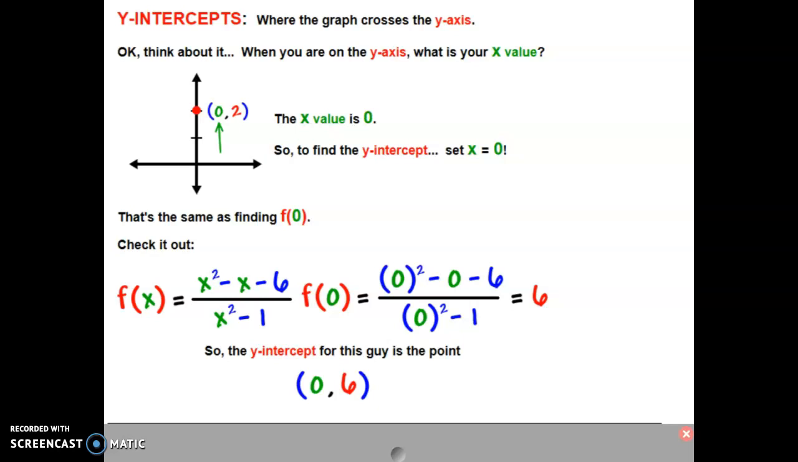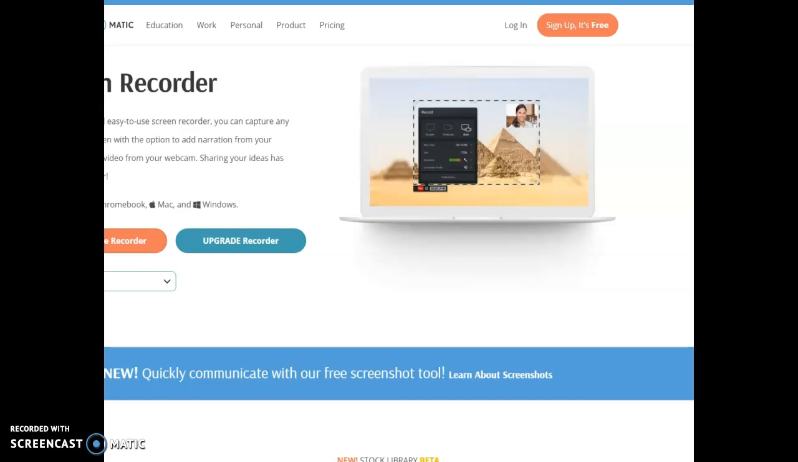y-intercepts. Where did my thing go? Oh my gosh. On there?